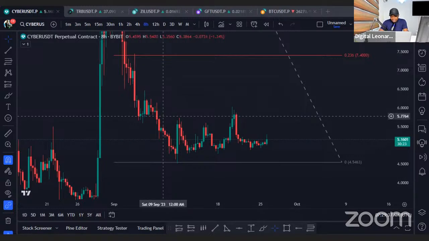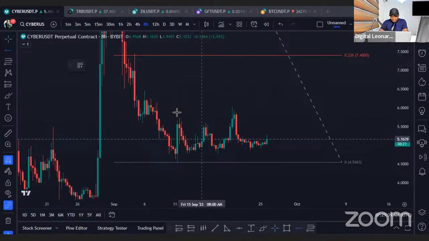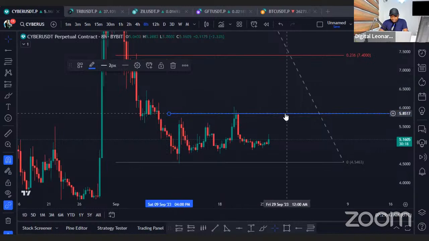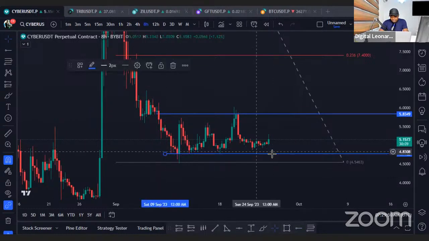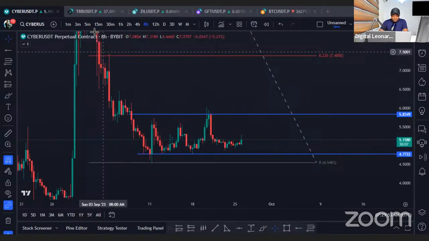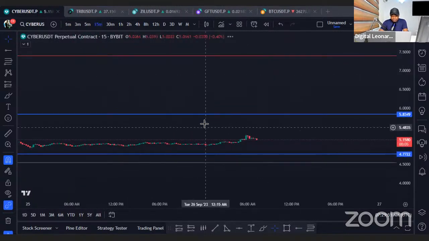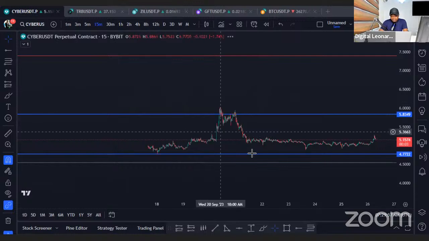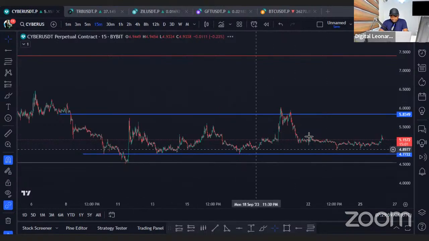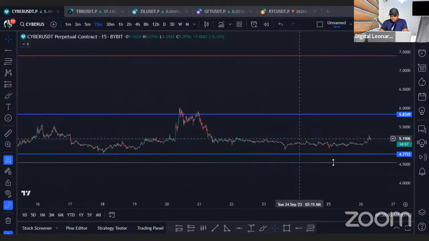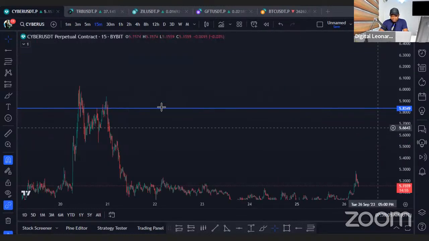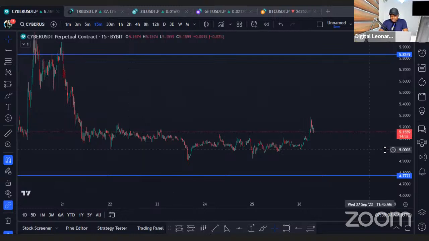We have a resistance up there at that $5.8 level, and here serves as our support right now. If we go to the 15 minutes time frame, we want to play along this area. You see this area where the market has been consolidating. Until we break out of this zone, we want to play along with Cyber. Look at that period of consolidation.